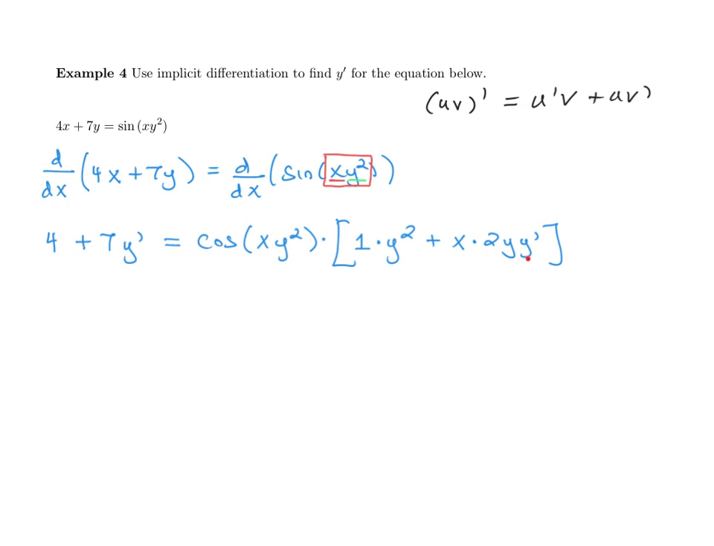I want to move this part to the left side of the equation, and I can't because I have this cosine of x y squared here. I'm going to multiply it into the parentheses, removing those, allowing me to freely add or subtract things to both sides of this equation.